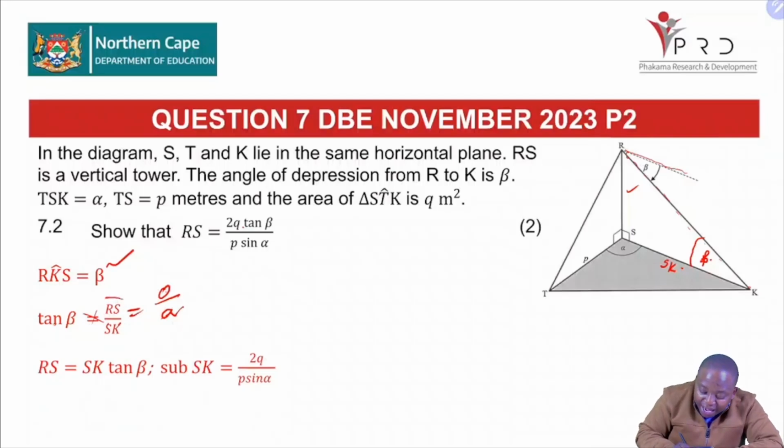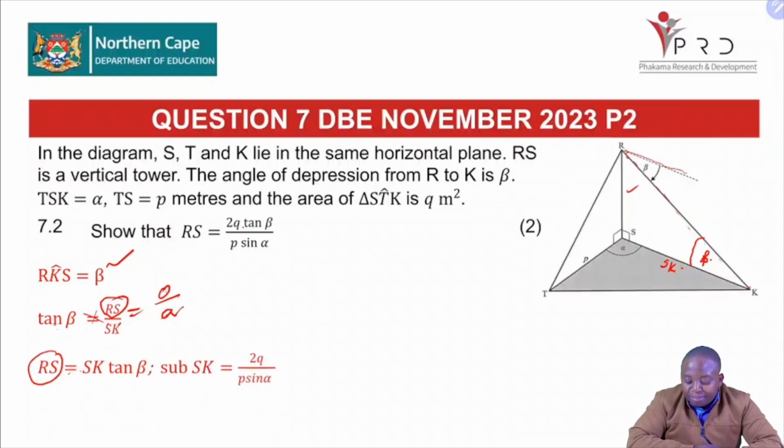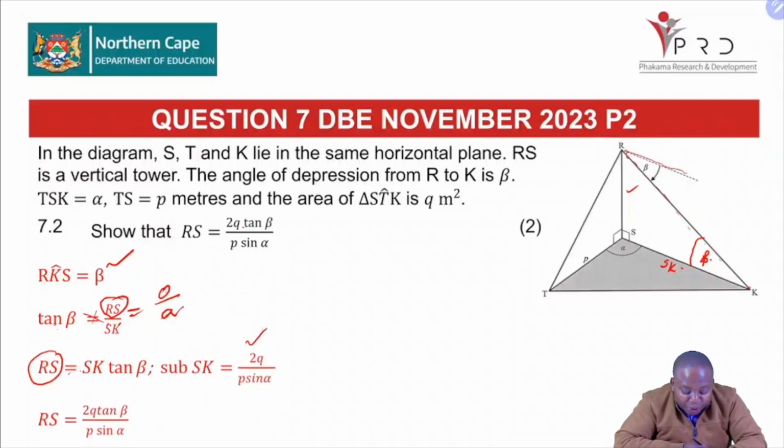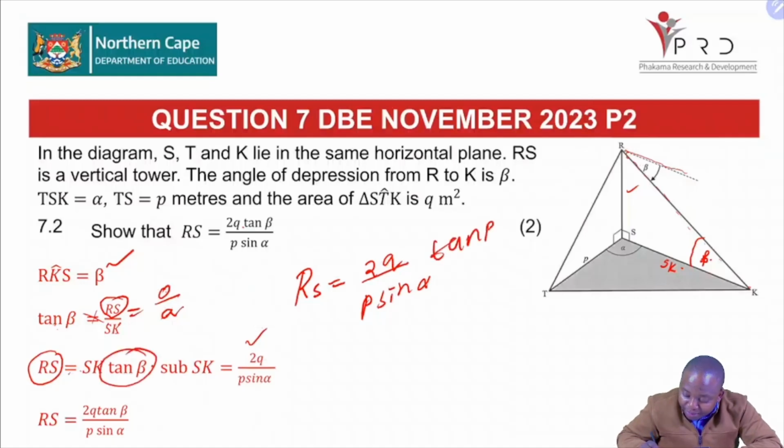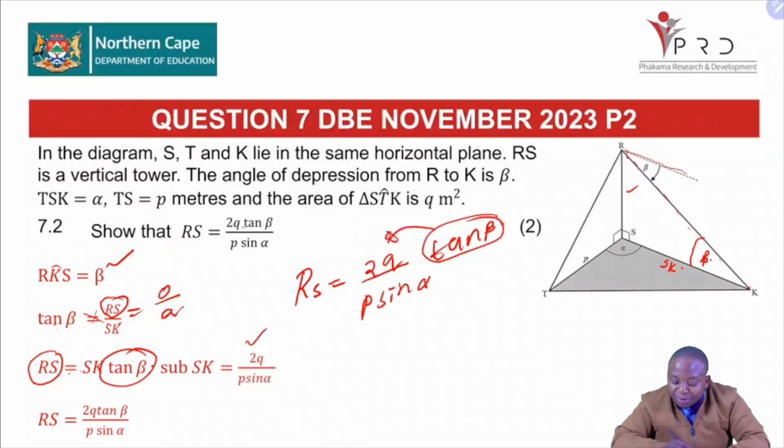When I cross multiply, my RS now equals SK times tan beta. After this, I can substitute my SK. When I substitute my SK in this case, let us see what I'm going to have here. RS equals, I substitute the SK from the previous question, it was 2Q all over P sine alpha, multiplied by tan beta. So you can see that tan beta will multiply with the 2Q.